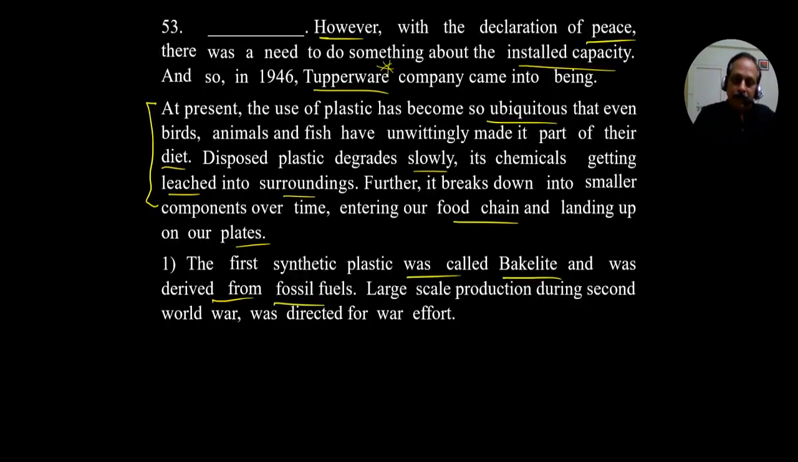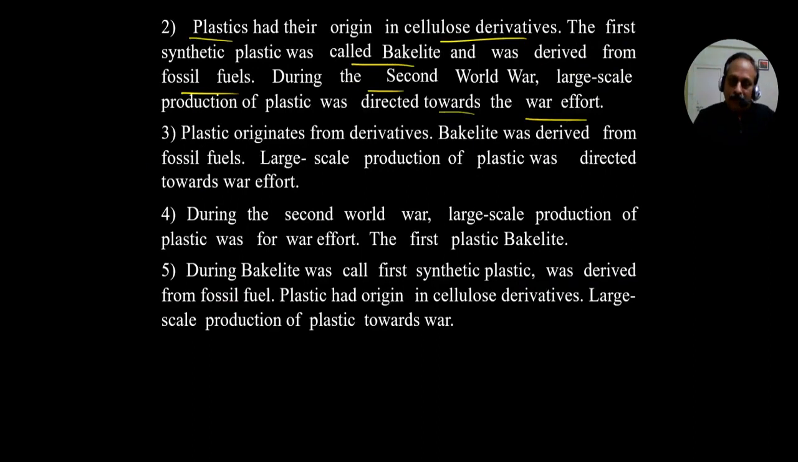Between the first option and the second option, the second is crystal clear. It touches all the dimensions: the origin, the name, and also bakelite derived from fossil fuels. This seems correct, and it also says why plastic has come into existence.